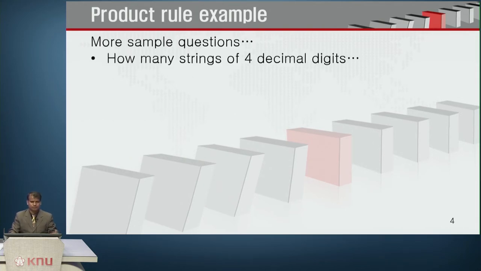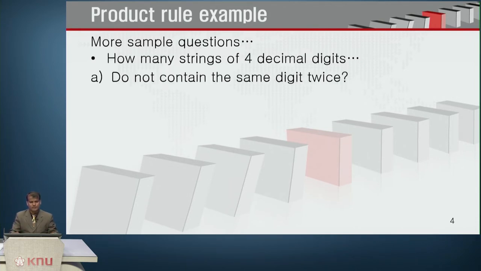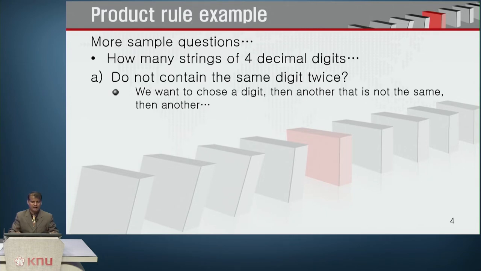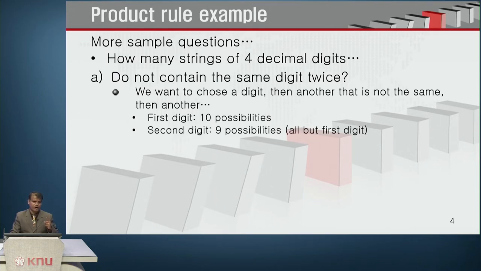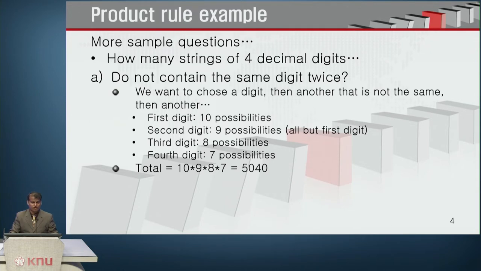Say for example, how many ways are there to have a string of 4 decimal digits that does not contain the same digit twice? That's one of the rules for this particular example. We want to choose a digit, then another that is not the same, and then another one. The first digit has 10 possibilities, because 0 to 9. When you go to the second digit, you cannot choose the same digit, so you have 9 possibilities. For the third digit, you have 8 possibilities because the same digits are excluded. As you progress, the fourth digit has 7 possibilities. Since we are talking about only 4 digits, we stop after 4 digits. So it's 10 times 9 times 8 times 7.